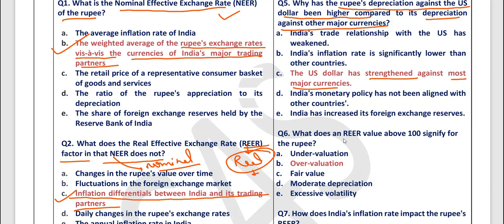Then next question was, what does a REER value above 100 signify for the rupee? As I told you, the base value was taken as 100. So above 100 would mean overvaluation, and less than 100 would mean undervaluation. All right.